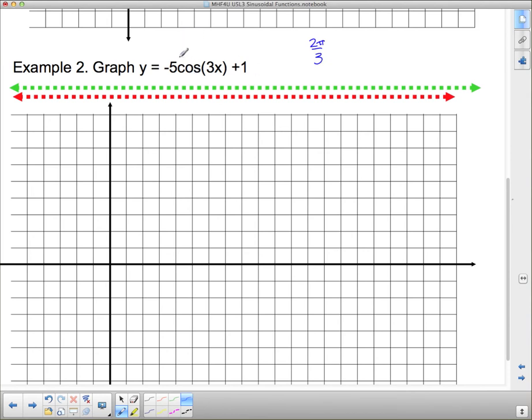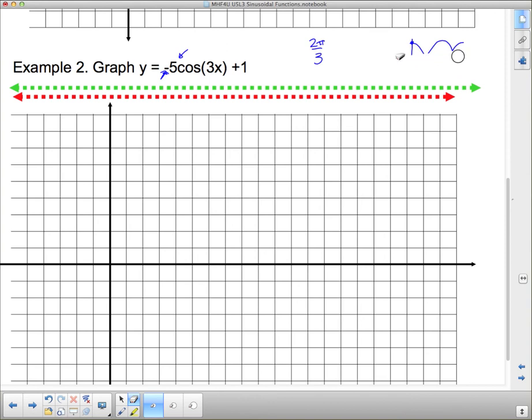And my amplitude is negative 5, so it's going to be stretched up this way. And it's going to have been moved up one space. So it's squished in, moved up, and pulled to a high amplitude. It's also been flipped over. Okay, so since this is cos, cos usually starts up here and then goes down like this. Since it's been flipped over, it's going to start down here at a minimum point and go like that.